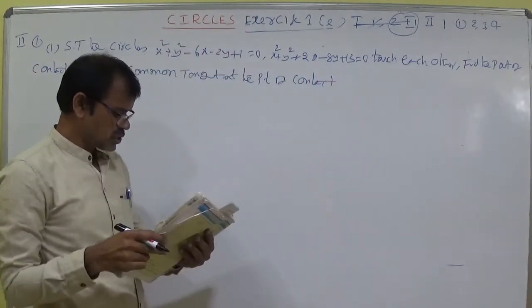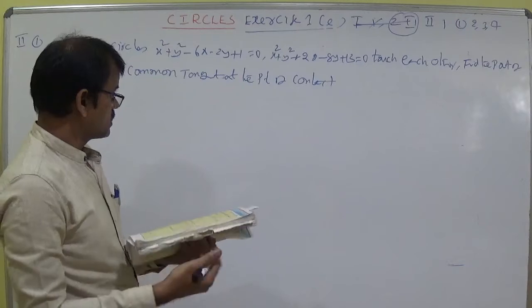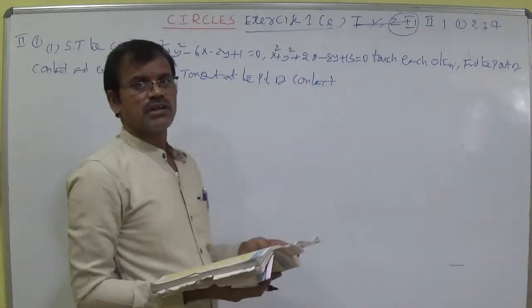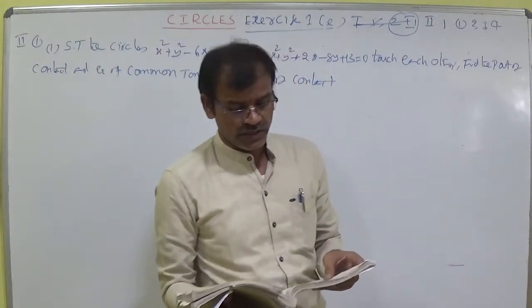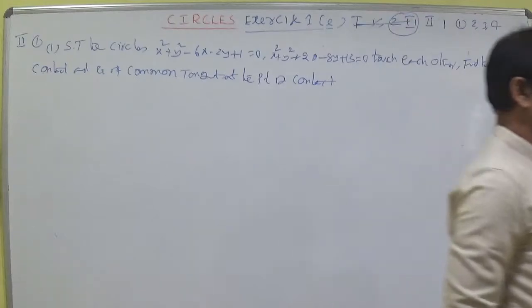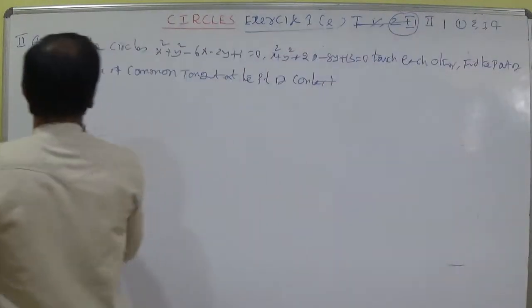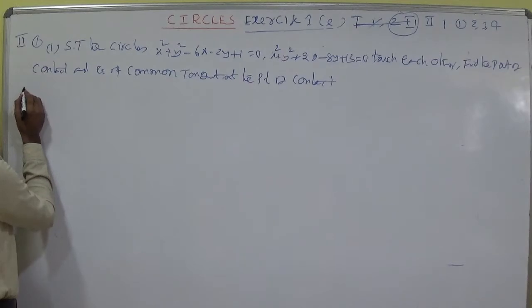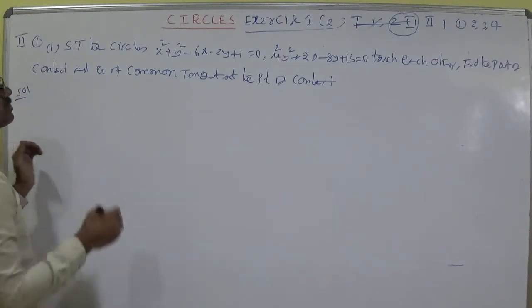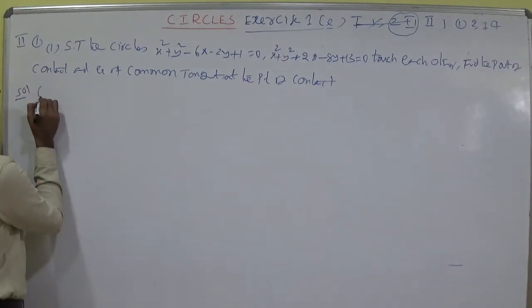He is asking to show that the circles touch each other. Whether the circle touches internally or externally, he did not mention. Now, let us discuss the condition of C1, C2, R1, R2 concept. Given circles.